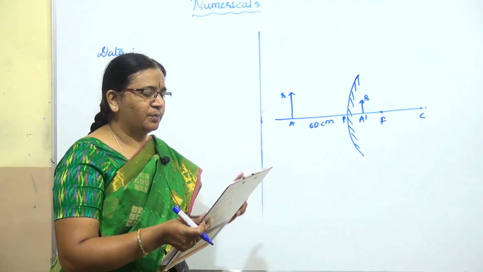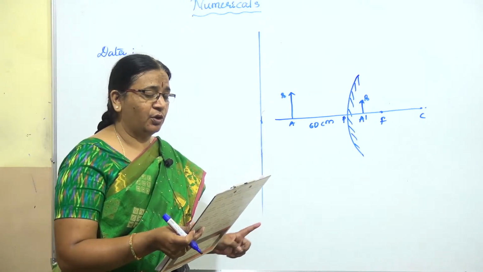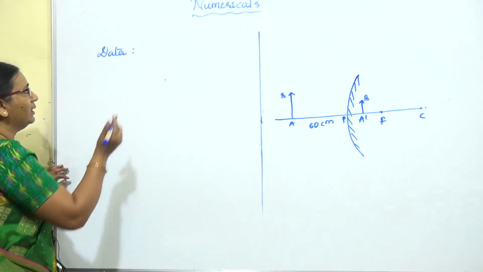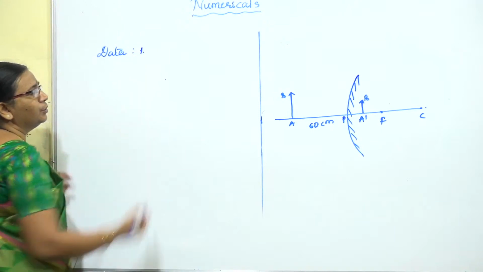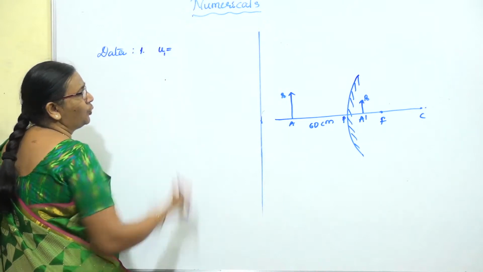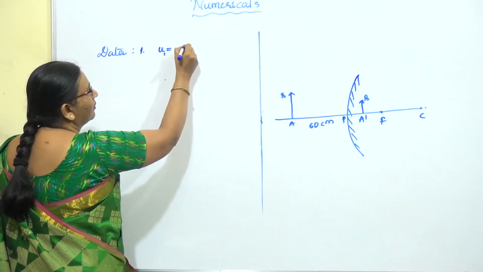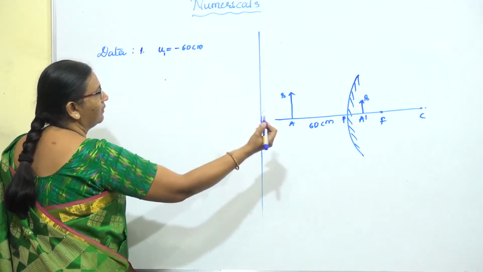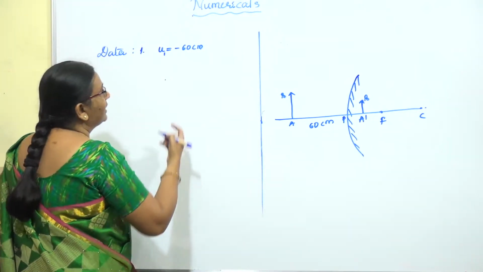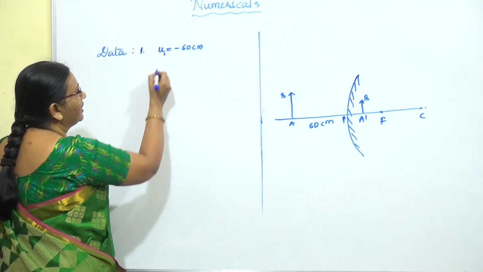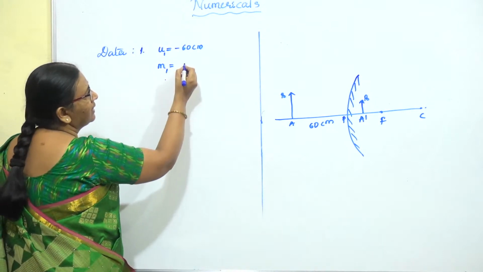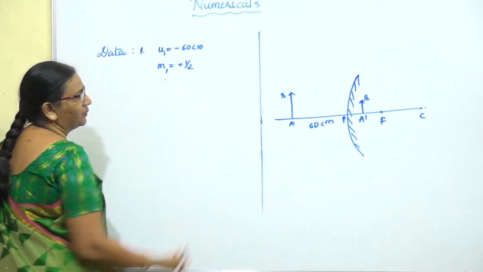And where should the object be placed to get a magnification of 1 by 3? So already it is forming an image in this situation. Let us write the first situation. Now there are two situations. In the first situation, let me call it U1. U1 equal to minus 60 centimeter. U is always negative for a real object, remember. Whereas the magnification given in the first case is plus half because it is a virtual image.